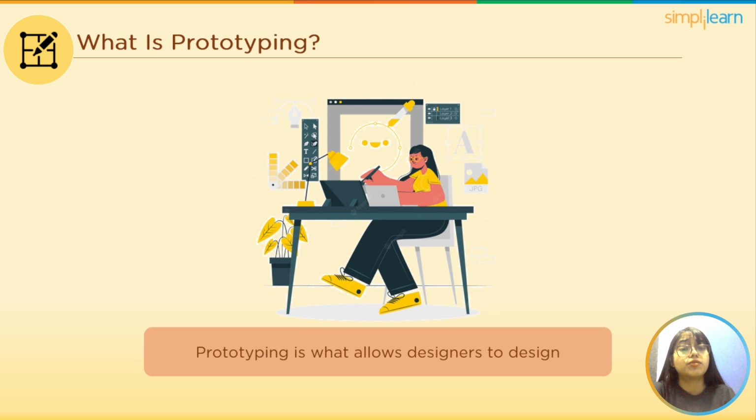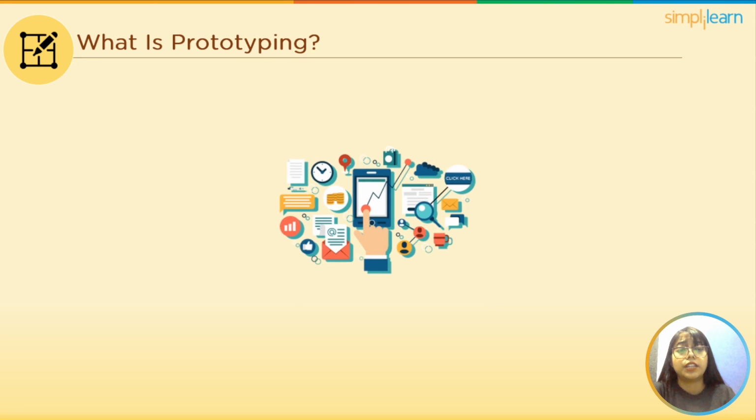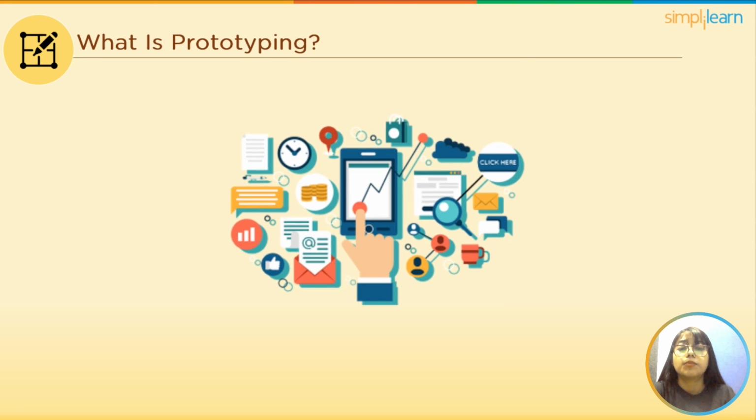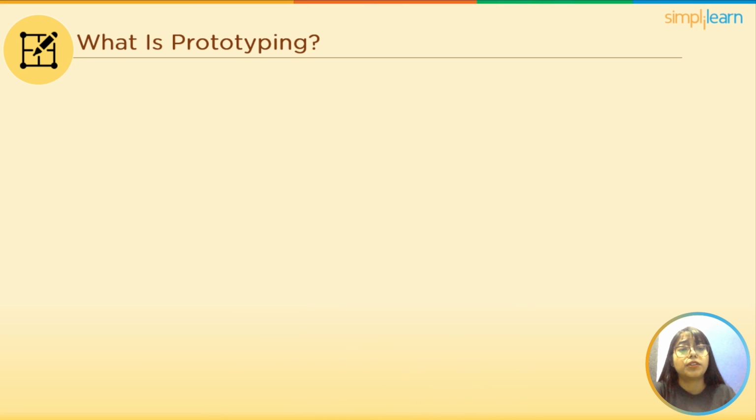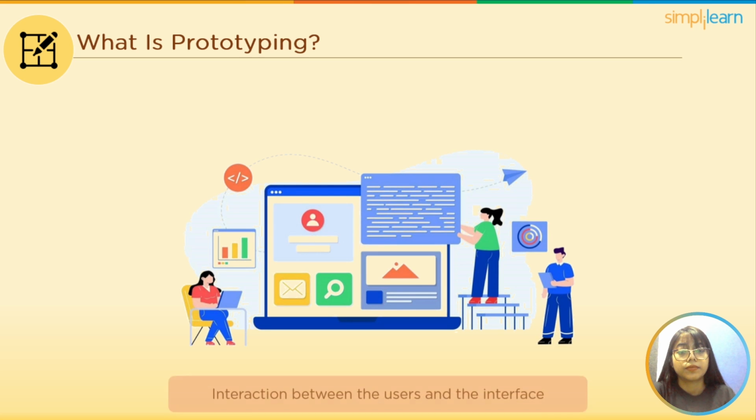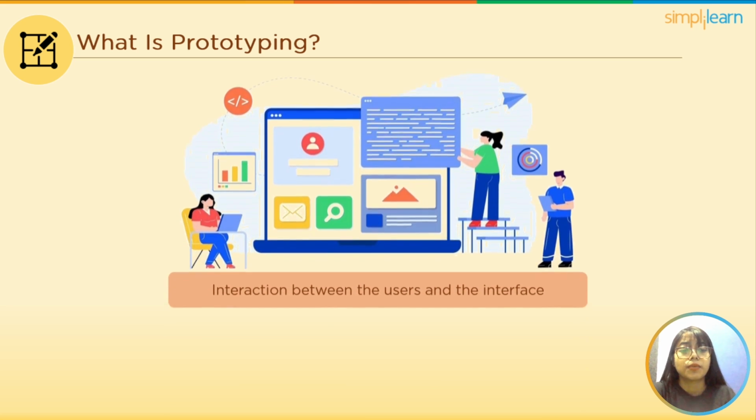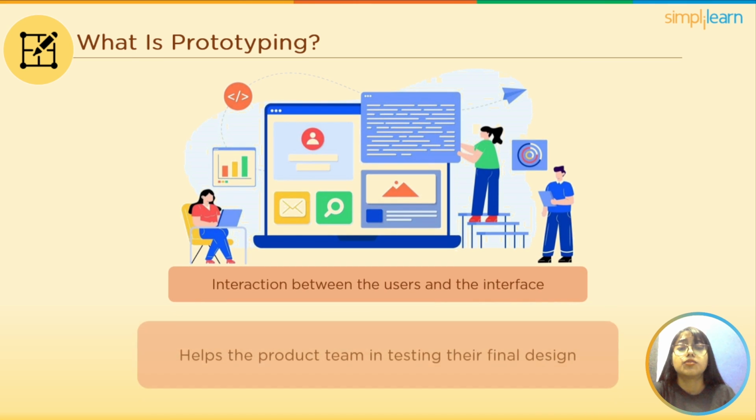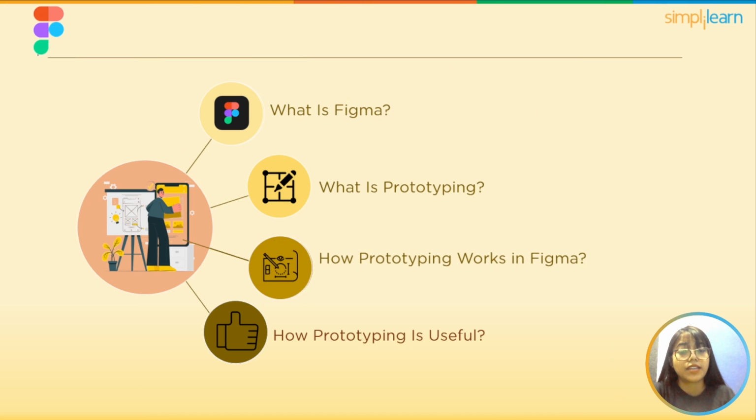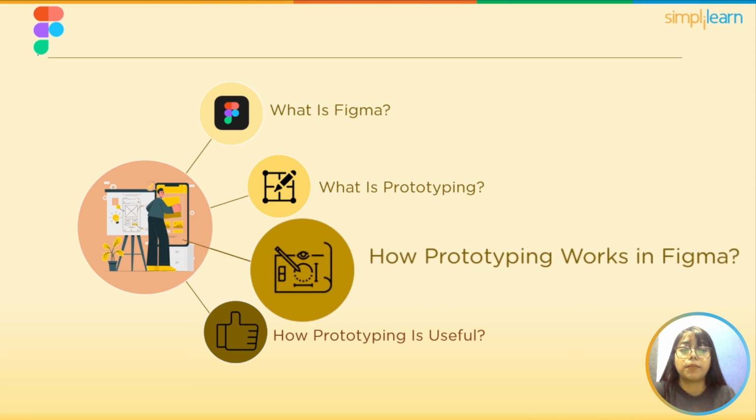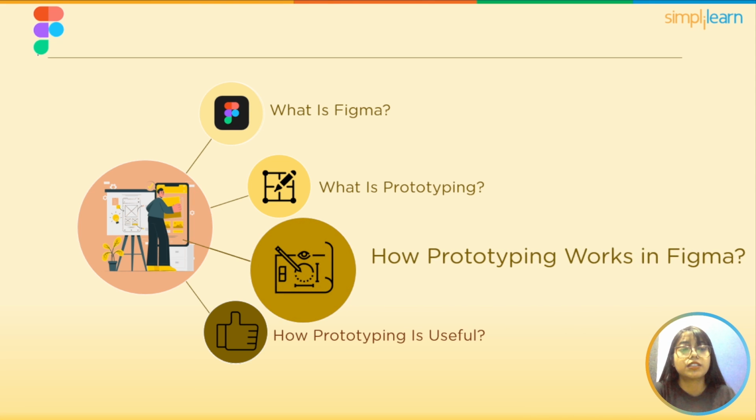Prototyping is what allows designers to design. In the era of digital products, prototyping covers the interactions between the users and the interface. Prototyping is the process of showing how the final product works, and this allows the product team to test their design. After understanding what Figma and prototyping are, we will see how prototyping works in Figma.